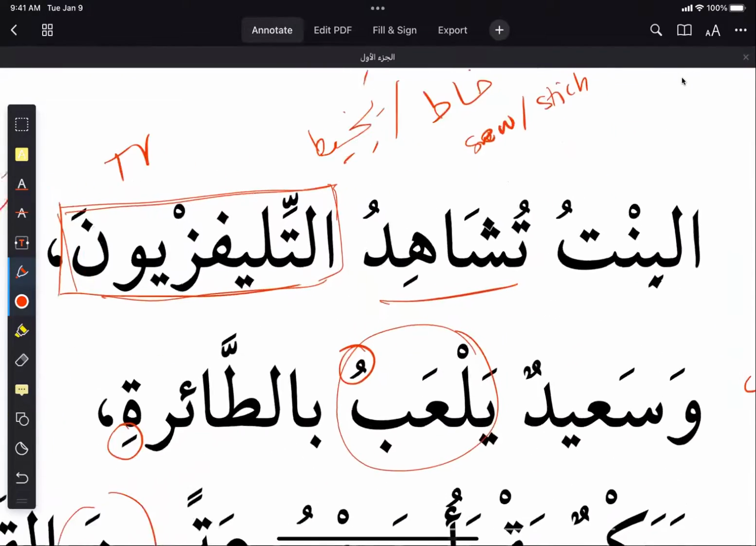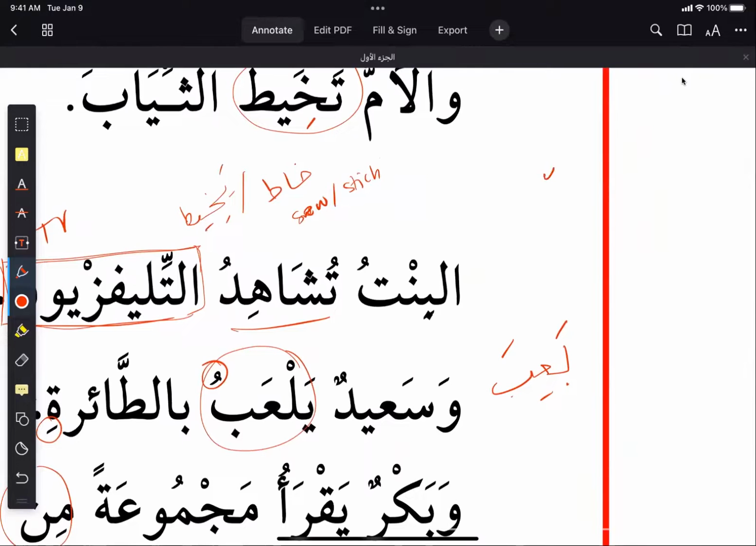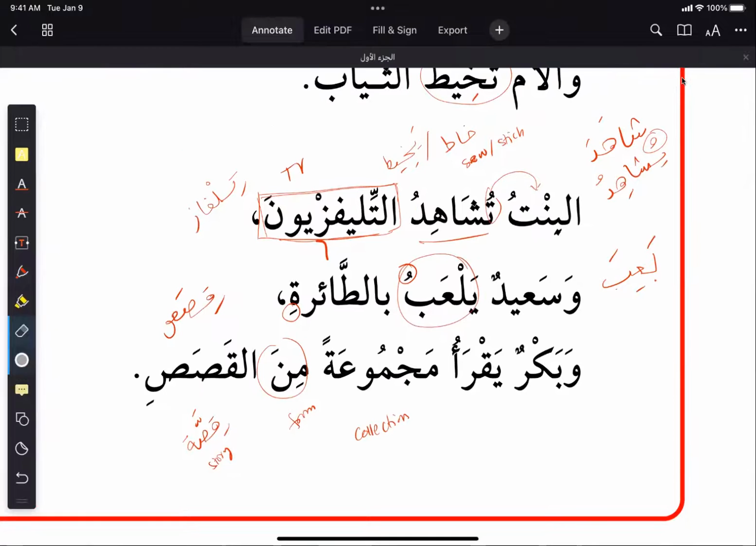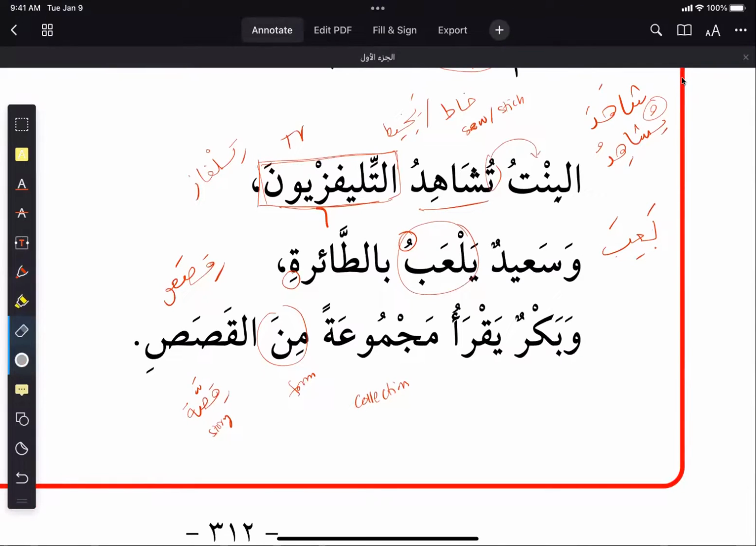You guys know this word, right? Shahada. I don't know how I missed this one. Shahada. Yes, observing, yes, but the direct meaning is to see, to watch. Okay, yes. Shahada, and the present tense is yushahidu. Then we read وَسَعِيدٌ يَلْعَبُ بِالطَّائِرَةِ, and Sa'id is playing with the airplane, you know, the plane. وَبَكْرٌ يَقْرَأُ مجموعة من القصص, and Bakr is reading a collection of tales.